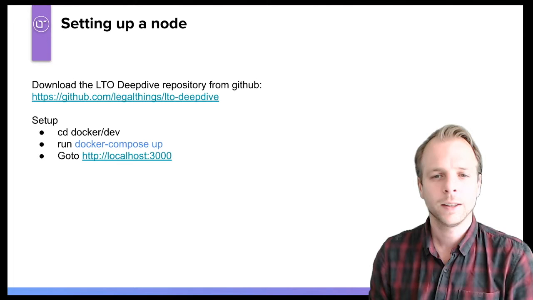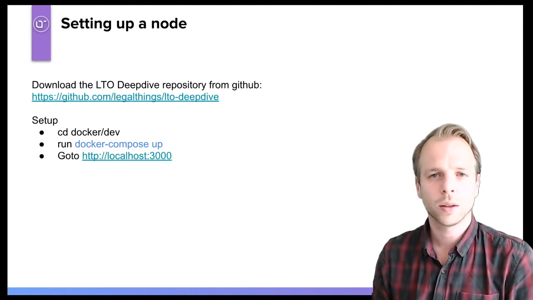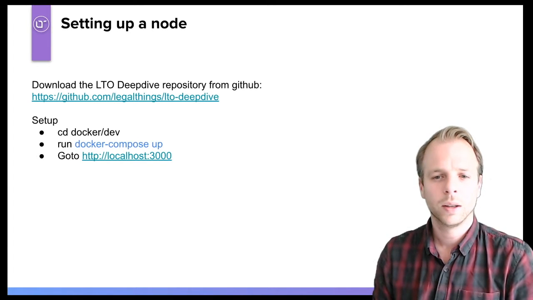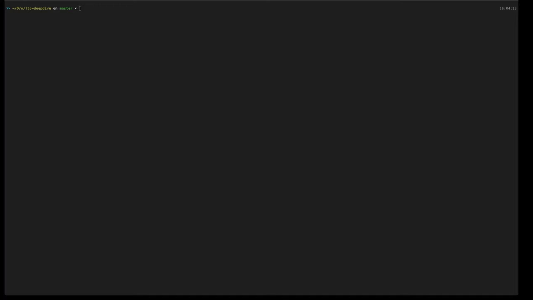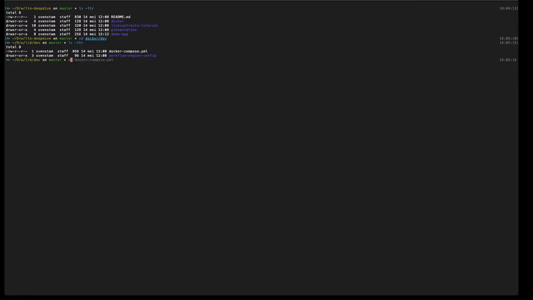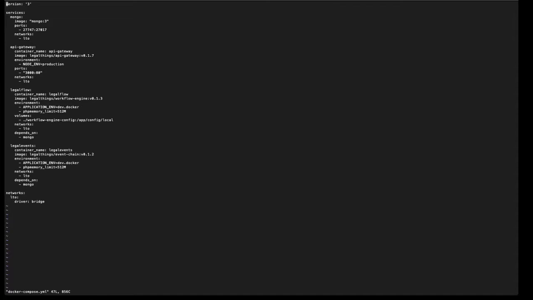Alright, this is the URL of the repo where you can download the Docker Compose file to run your node and some bootstrap code. Let's download this repo ourselves and start setting up a node. As you can see here, I've already downloaded the repo, and in the docker.dev file you will find a Docker Compose file which is already set up to download all the necessary services and to run the node.